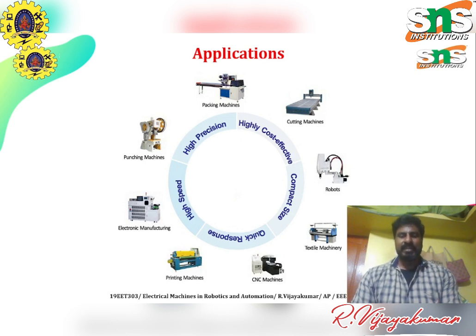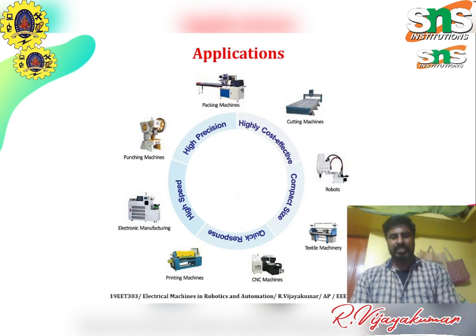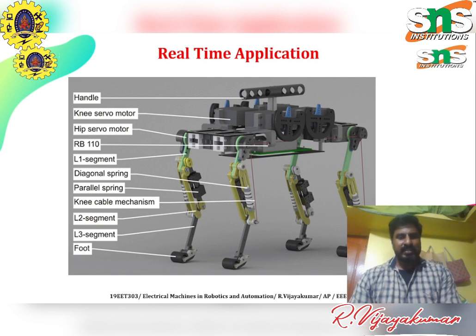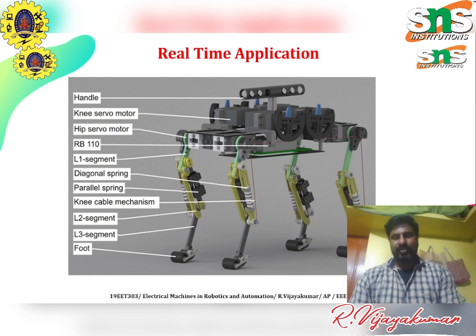Application-wise, servo motors are used in packaging mechanisms, cutting machines, robots, textile machinery, CNC machinery, printing mechanisms, electronic manufacturing, and punching mechanisms. So in these kinds of applications we are using servo motors, and we can use them in many different applications. This is very important. As a real-time application, we are using this kind of crawling robot. Such robots are useful for climbing stairs as well as for moving over uneven surfaces. We have different kinds of motors, and the servo motor is an important one.